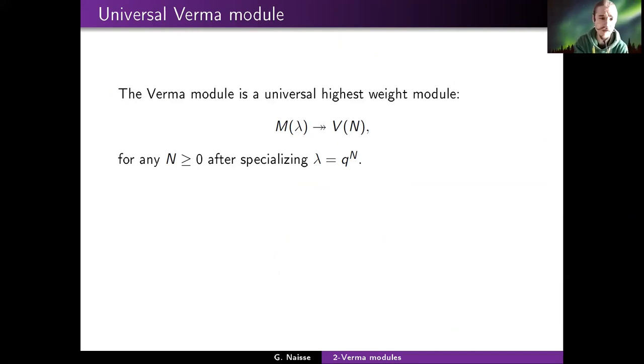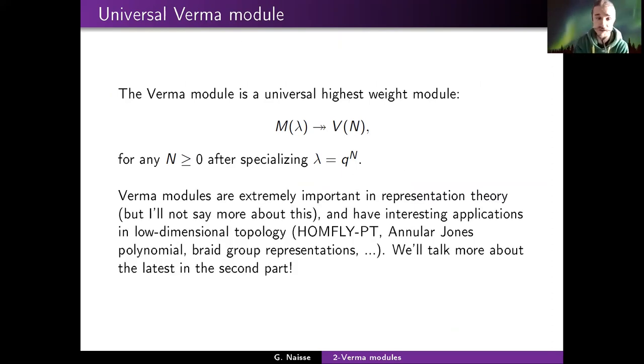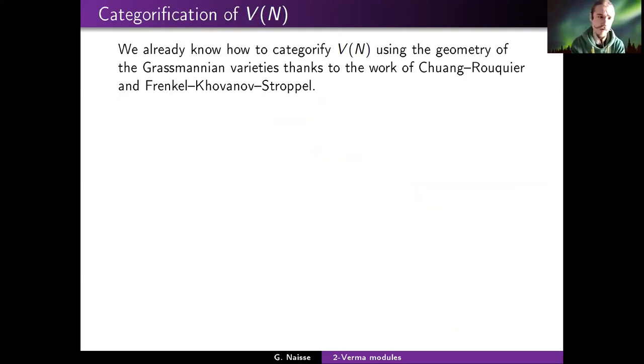Now, this Verma module has some kind of universal property in the sense that you can always surject on any of these finite dimensional irreducible modules after specializing lambda to q to the n. And in general, these are very, very important objects in representation theory. But I don't want to talk too much about this here. And they have a lot of interesting applications in low dimensional topology. So for example, you can use them to compute the HOMFLY-PT polynomial, the annular Jones polynomial, and what will interest us here, braid group representations. But we'll get back to this in the second part.